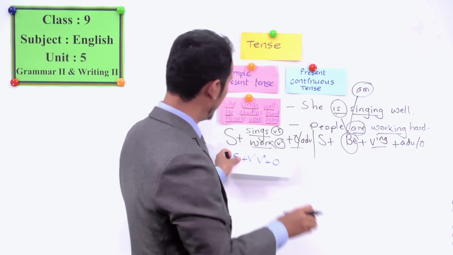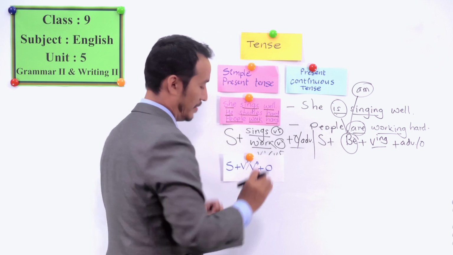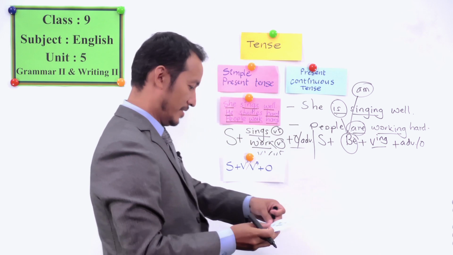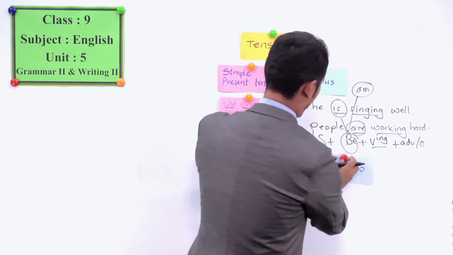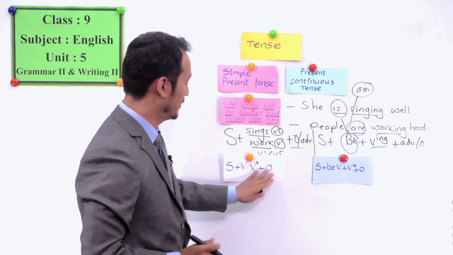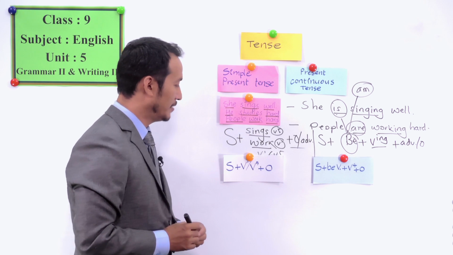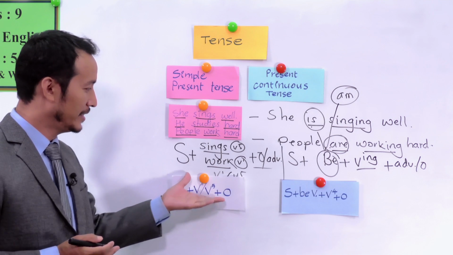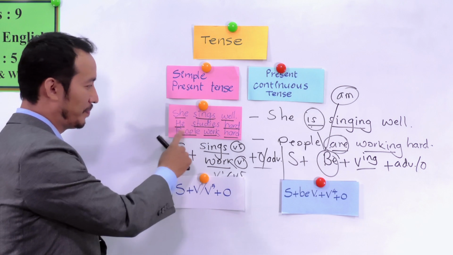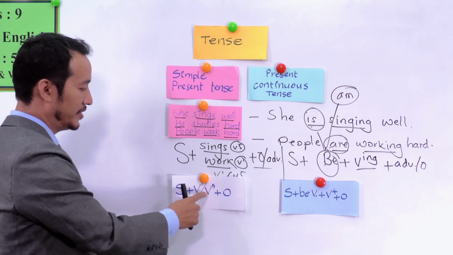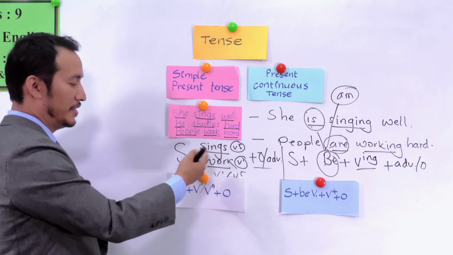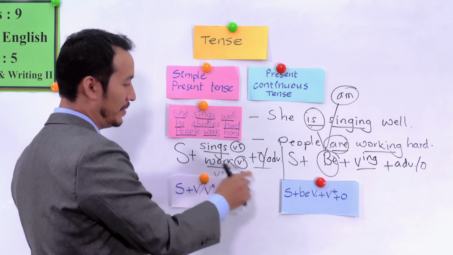So let me show you the structure in a clear format. We have another structure. Okay, there are two types of structure here that we are focusing on in our today's lesson. So we have subject, he, she, or it, or people, and a verb like sing, sings, and sing is verb 1 and sings is verb 5, as we know.